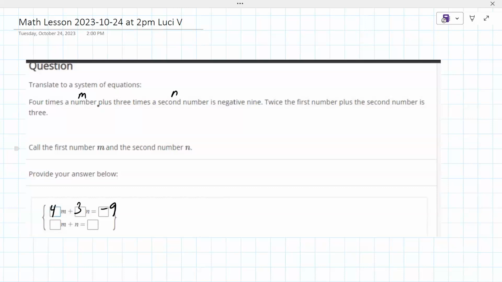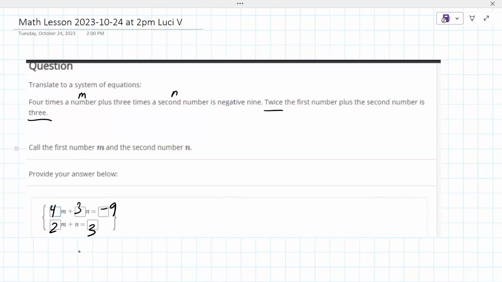All right, so the next one is twice the first number plus the second number is 3. What do you think goes in that first box down here for twice? And then for the 3? So it would be 2m and then n equals 3. Yes, you got it.